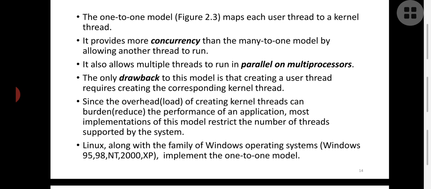So if our processor is busy only in creating these kernel threads, then the performance of that application or processor will be reduced. Because of this reason, most implementations of this model will put a restriction on the number of threads. Linux and Windows operating systems have implemented this one-to-one model.